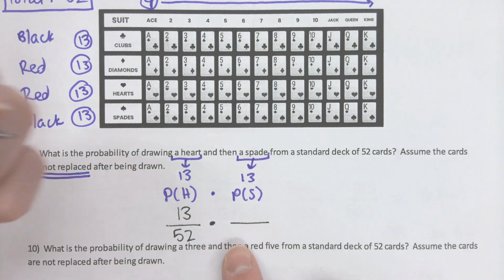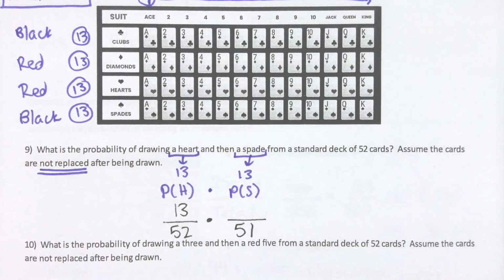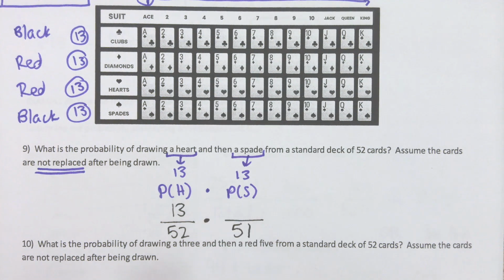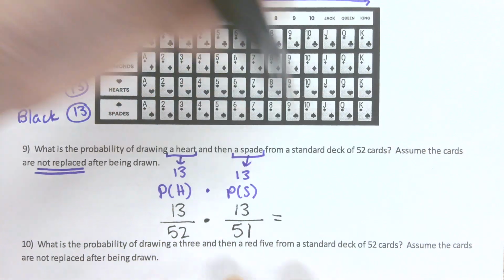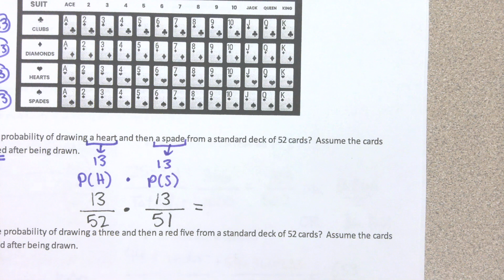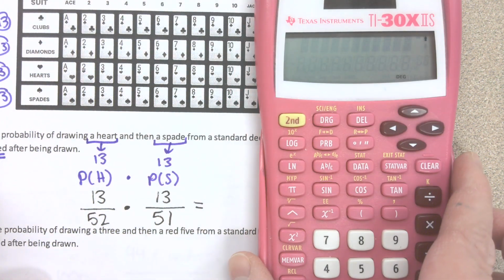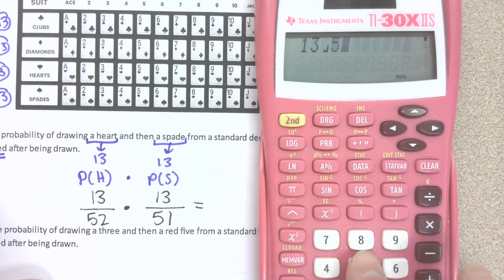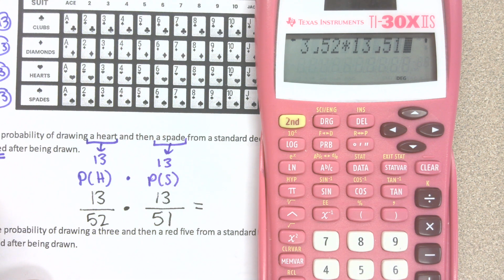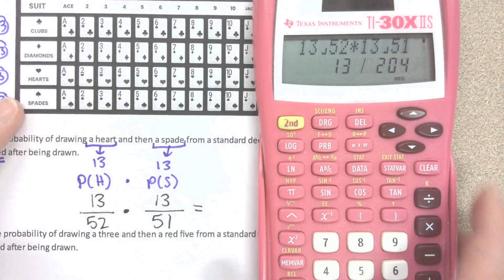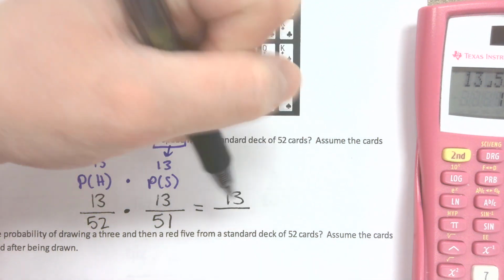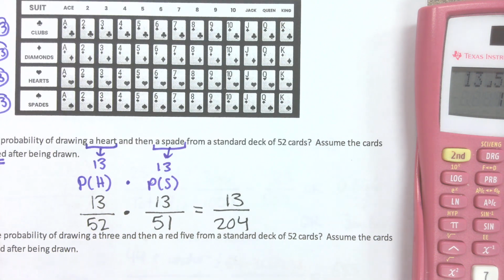Since I took a heart out, 1 card out, there's 51 cards left. Now I want a spade. Since I grabbed a heart, the spades have been untouched. There's still 13 spades left in the deck. And then we multiply using our calculators. Use the ABC button. 13 ABC 52 times 13 ABC 51. 13/204 is our probability. And that's our answer.